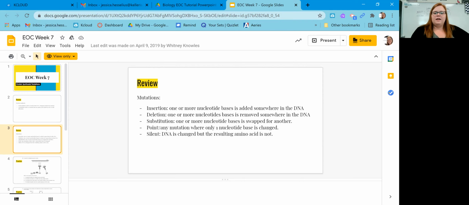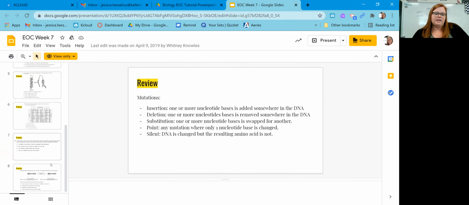And then a point mutation is the same thing as a substitution, really. It's just changing one thing. It doesn't make your DNA strand longer or shorter because we're just switching one thing out. And then a silent mutation is one that doesn't change the amino acid sequence. And that's possible because when you do transcription and translation like we did, some codons code for the same amino acid. And so if you're not changing the amino acid, you're not actually changing the protein.